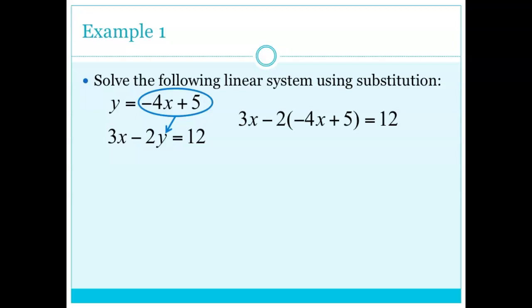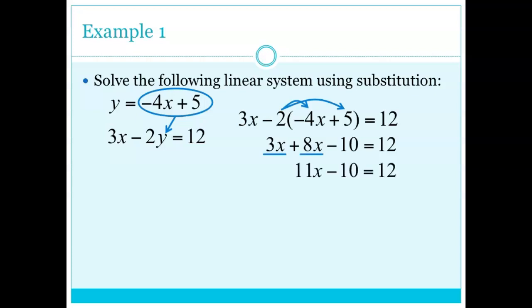Now we'll distribute the negative 2. So I have 3x plus 8x minus 10 equals 12. And now I'm going to solve for x, because x is the only remaining variable. So 3x plus 8x, that's 11x minus 10 equals 12. Add 10 to both sides, and that leaves me with 11x equals 22. Divide both sides by 11, and that gives us x equals 2.